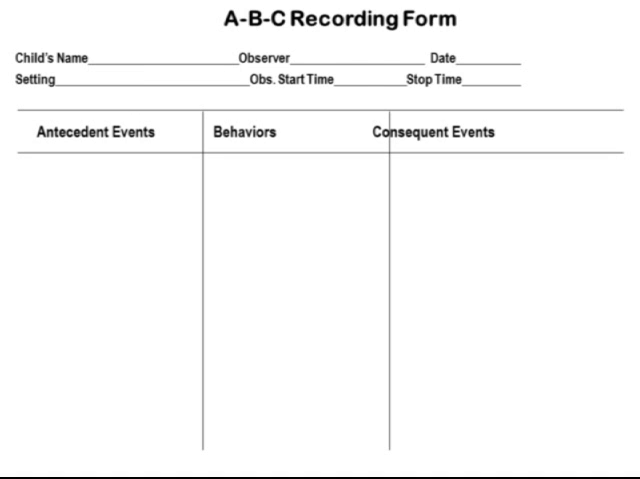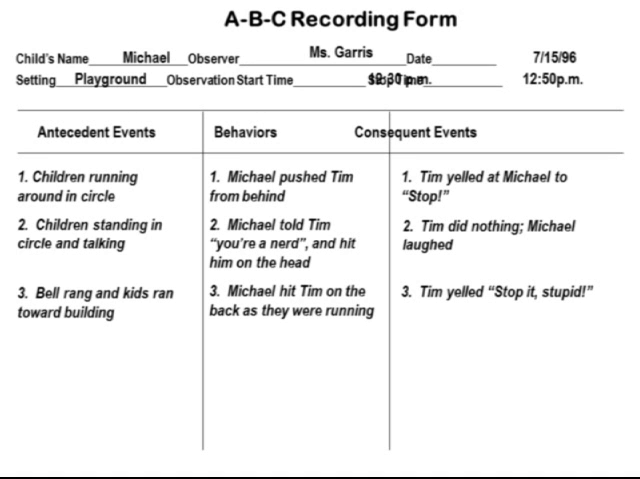So here's an example. The first thing you would record is Michael pushed Tim from behind. What was going on when that happened? Well, the kids were running around in a circle. What was the consequence? Tim yelled at Michael, "Stop!" And you put number 1. Next thing that happened is Michael told Tim, "You're a nerd," and he hit him on the head. That happened when the kids were standing in the circle talking, and the consequence is Tim didn't do anything, and Michael laughed. Then Michael hit Tim on the back as they were running. That happened when the bell rang and the kids were running towards the building. Tim yelled, "Stop it, stupid." That was the consequence.